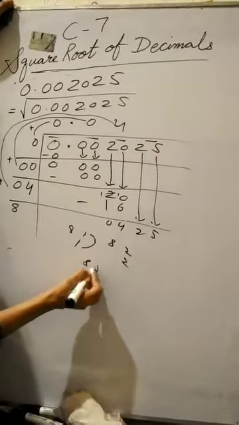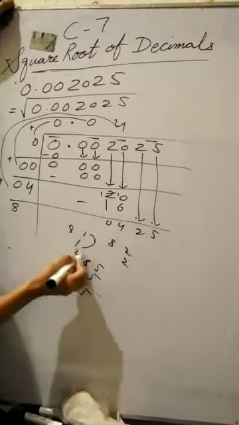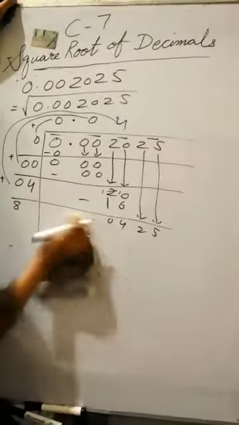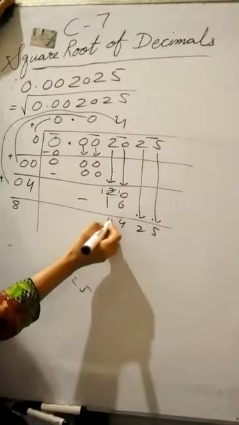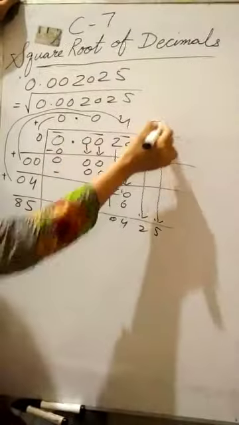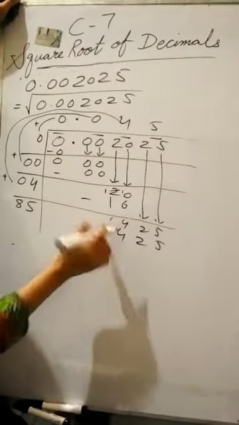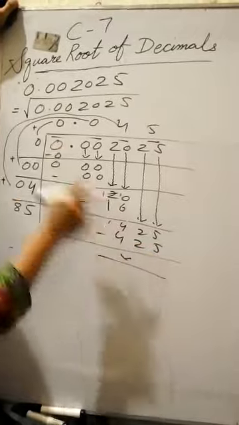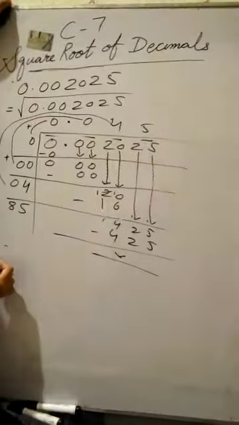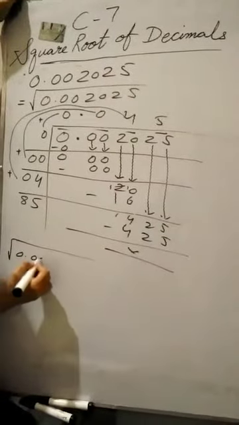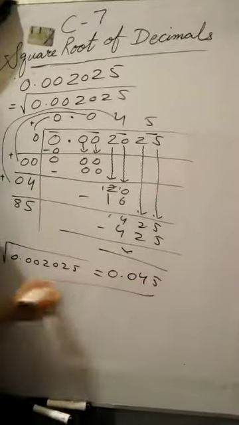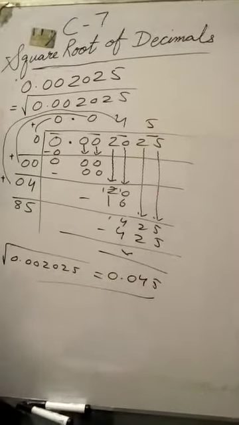I will take 5, 5. 5 times 5 is 25, 2 on the carry. 5, 8 and 40 and 42. So this one is the right one. So 5 times 5 is 425, minus. I am using 0, right answer above this. So the square root of 0.002025, the answer will be 0.045. So this is the square root of decimals.